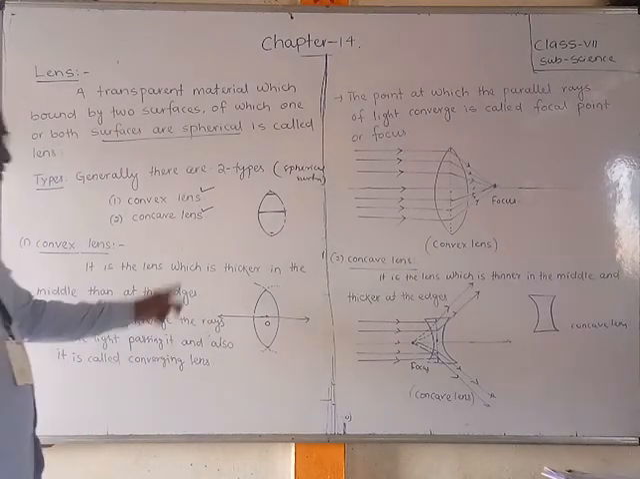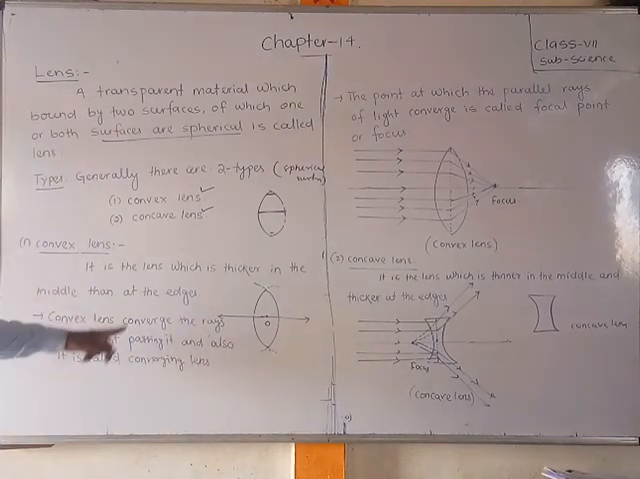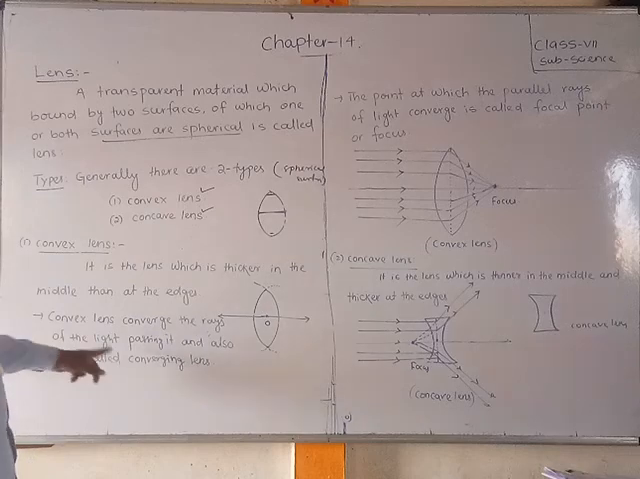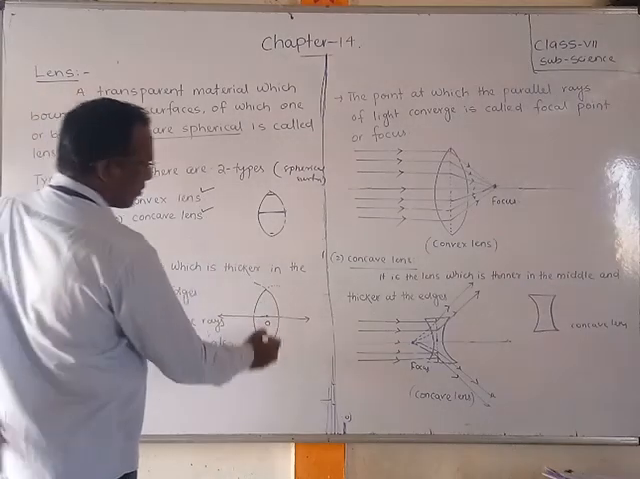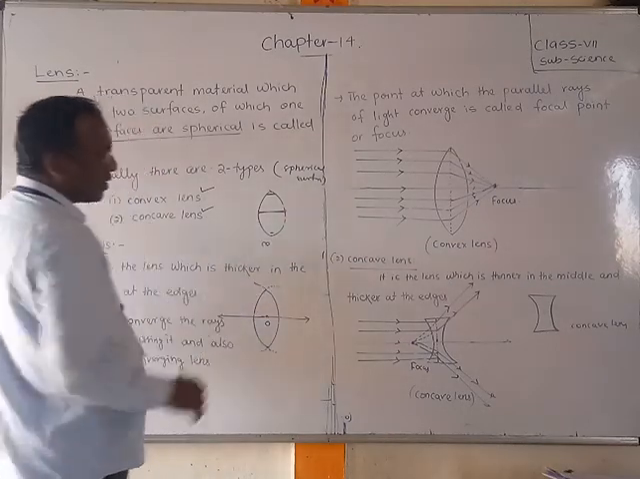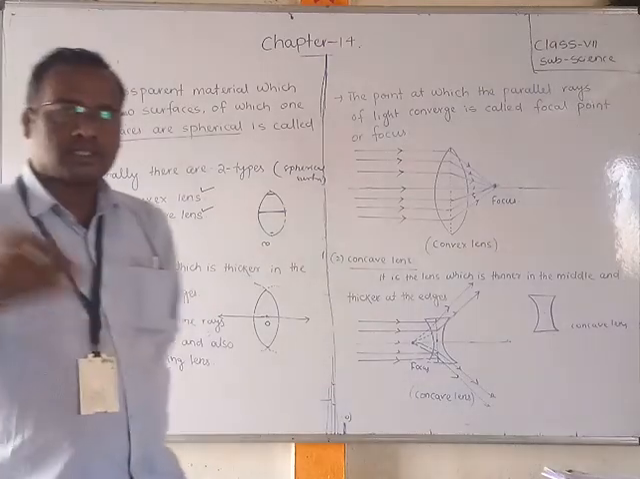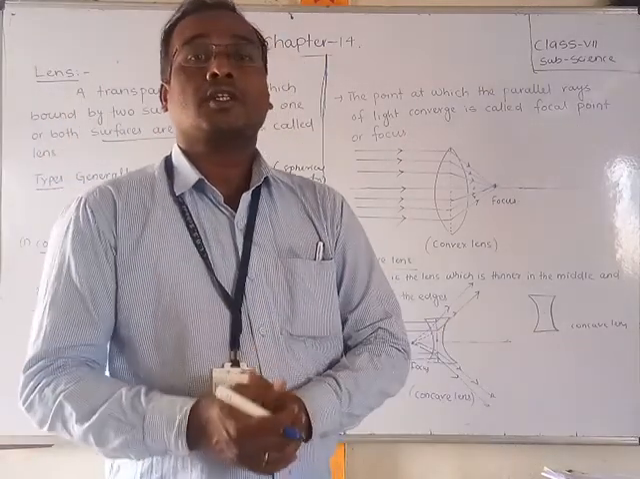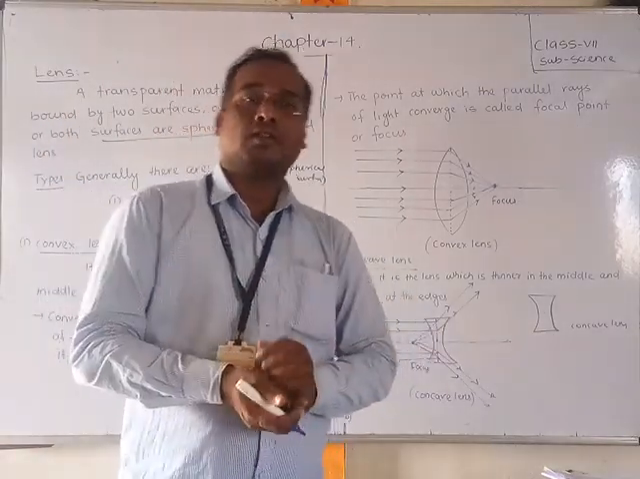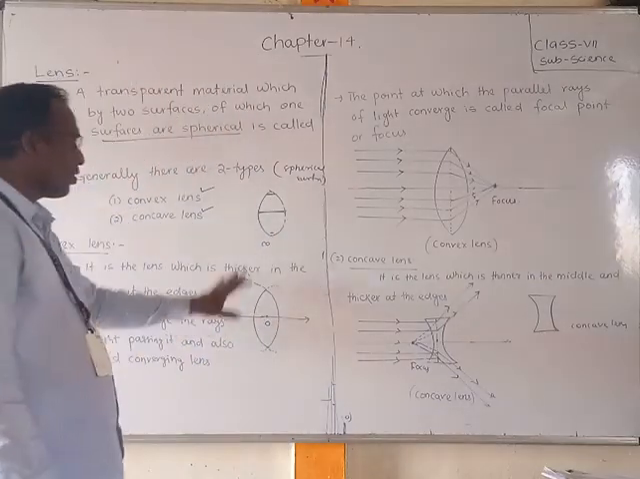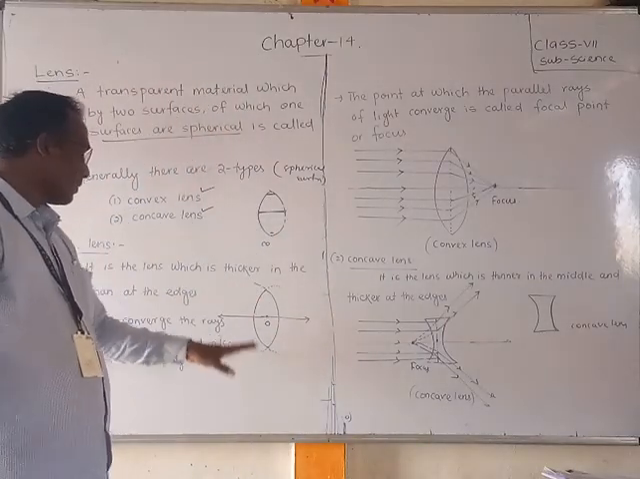A convex lens converges the rays of light passing through it, so it is also called a converging lens. It is called a converging lens because all the light rays passing through it converge at one point. That's why it is also called a converging lens.